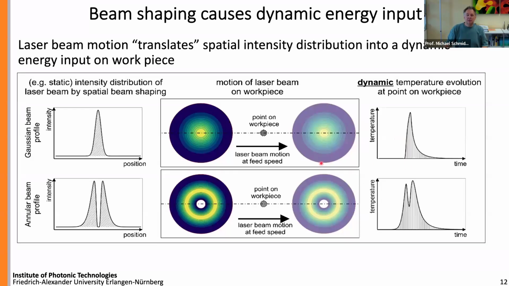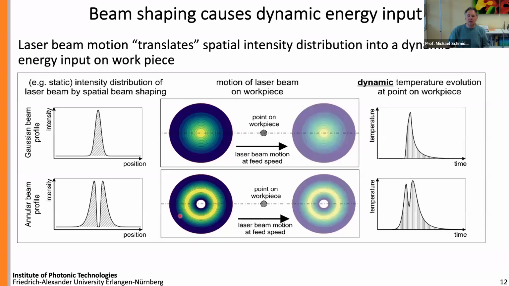If you have a Gaussian beam and you move this Gaussian beam, for example, by galvanometric mirrors over a volume element on the workpiece from the left side to the right side, then again, it sees the rise in temperature and the fall in temperature. So again, this is not constant, not static. So there's also some dynamics in there in the energy input on that volume element.